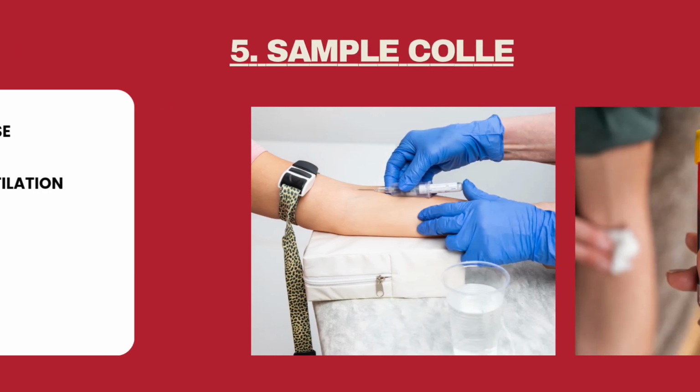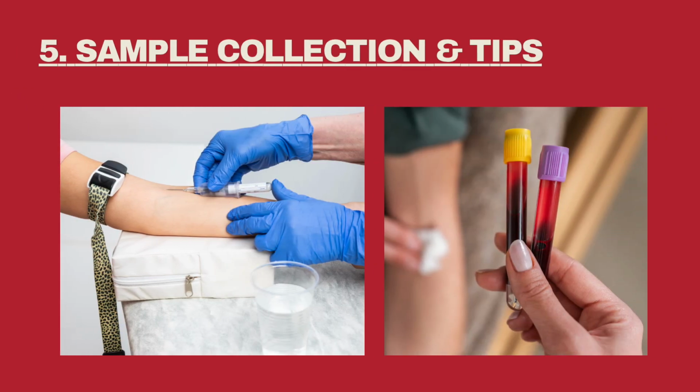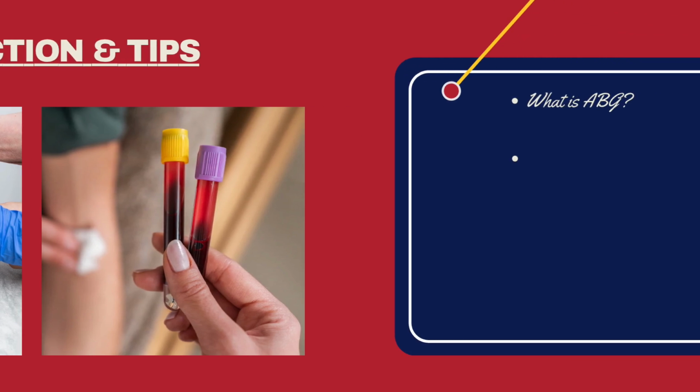Sample collection tips. ABG samples are usually drawn from the radial artery using a heparinized syringe. Always perform Allen's test before the puncture. If there's a delay in analysis, transport the sample on ice.